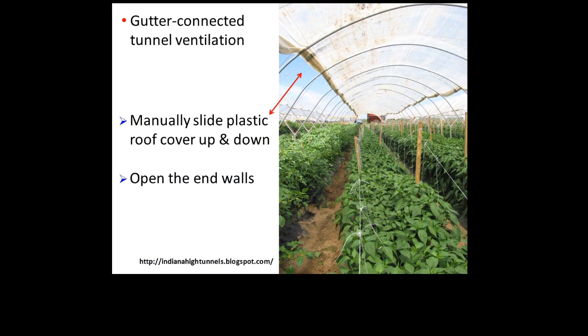This is a Haygrove gutter connect, where they have to manually roll up the sides, and the end walls are open and can be closed on all sides as well.